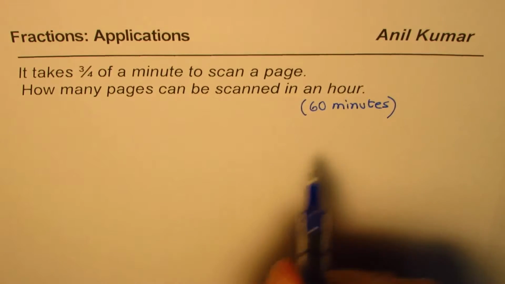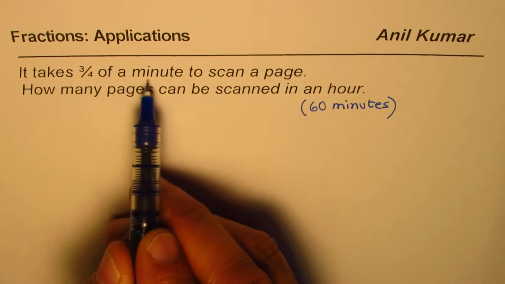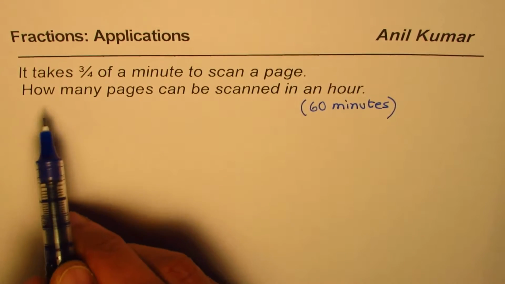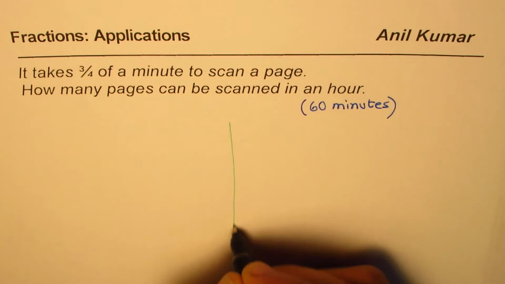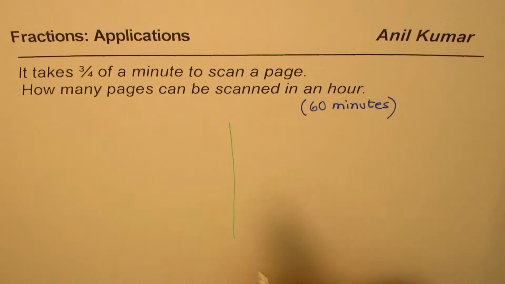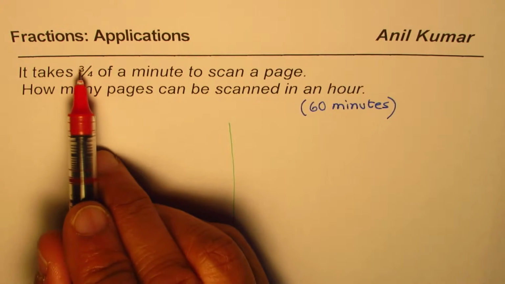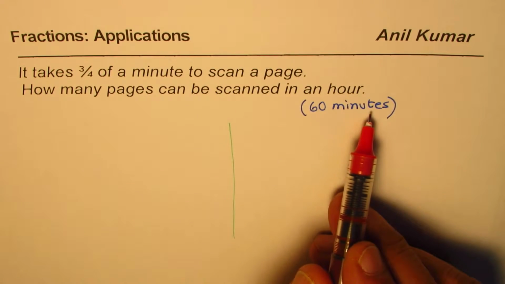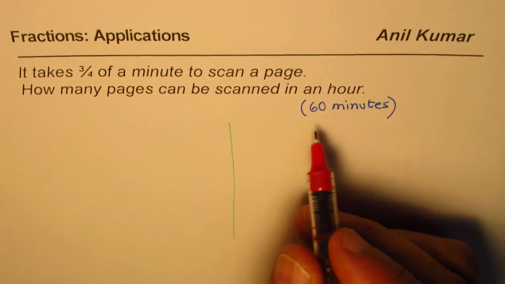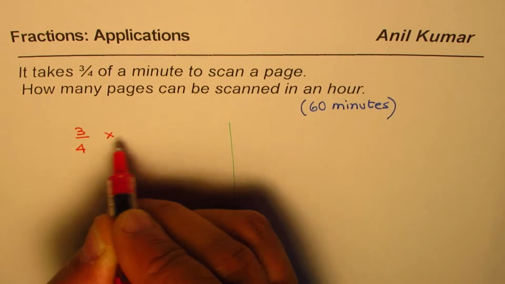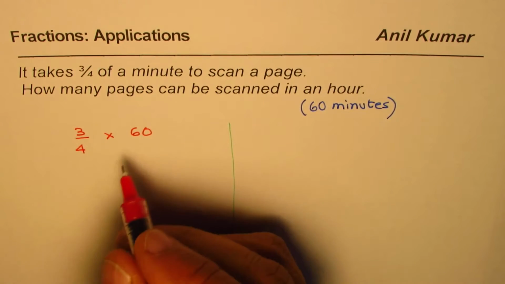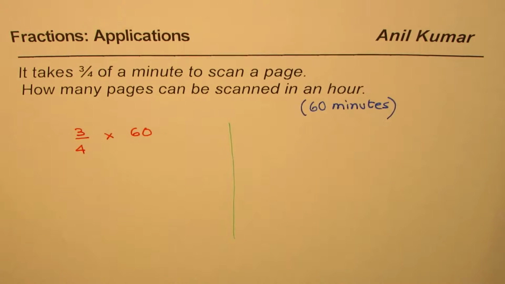So let's read the question once again. It takes 3/4 of a minute to scan a page. How many pages can be scanned in an hour? Well, most of the time I see students will do one of two things. They'll say in 1 minute you can scan 3/4. In 60 minutes it should be multiplied, right? So they say, well, it is 3/4 times 60, or you can write 60 times 3/4.